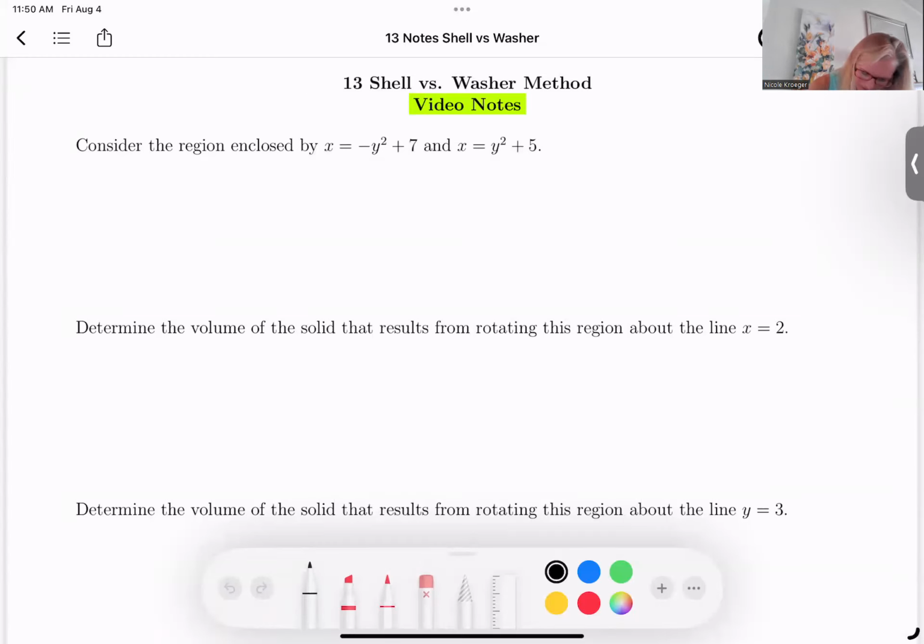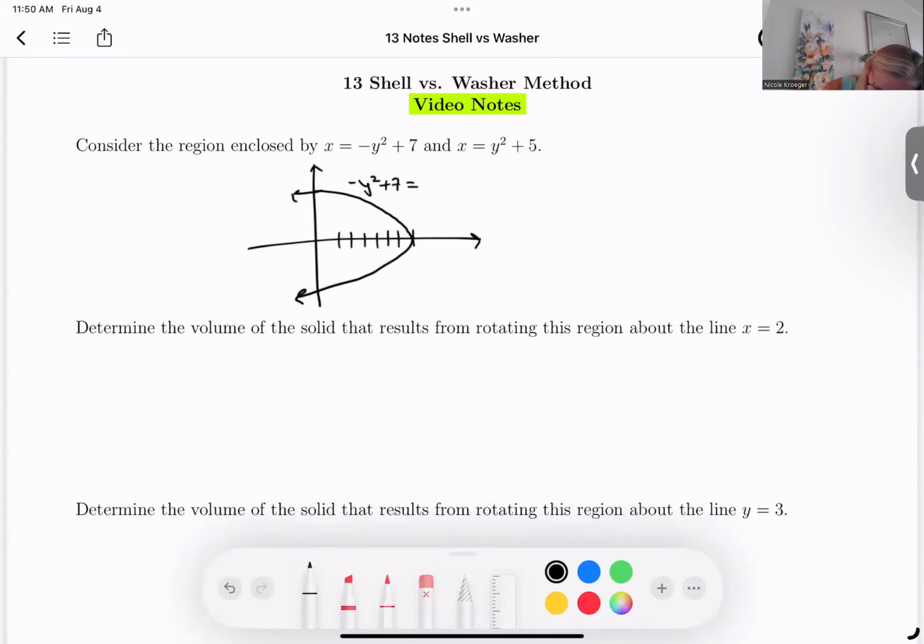So we're going to look at this region enclosed by these two sideways parabolas. So negative y squared plus 7, that's a parabola that opens to the left because of the negative. It's shifted over to the right 7 units because of the plus 7. So we're going to have 1, 2, 3, 4, 5, 6, 7. So it opens to the left and is shifted 7 units to the right. So this is my negative y squared plus 7.